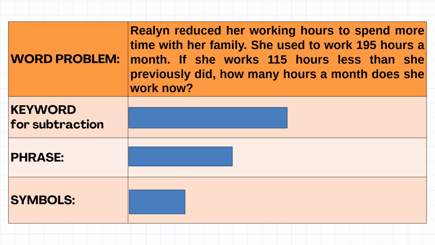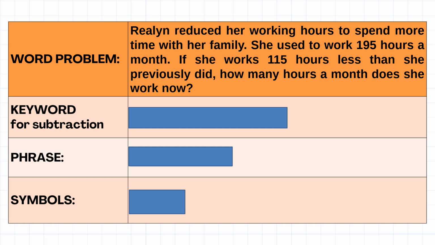Word problem number 4. Rayalyn reduced her working hours to spend more time with her family. She used to work 195 hours a month. If she works 115 hours less than she previously did, how many hours a month does she work now?